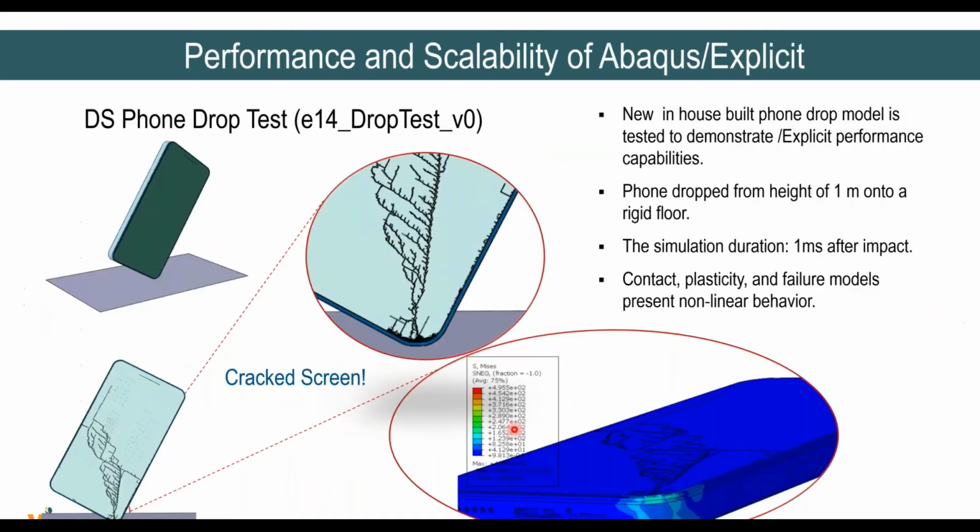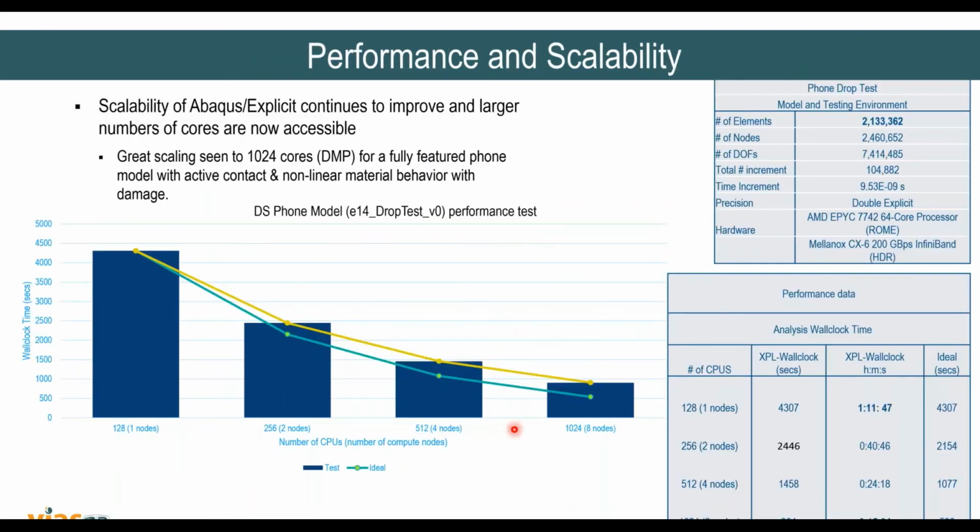Here is another example, a drop test of a phone, and this is an explicit dynamic analysis. The phone is dropped from a height of 1 meter onto a rigid floor, so you have contact, fracture mechanics, and built-in nonlinearity. What we can see in terms of scalability is that as you run on multiple cores, you can reduce the runtime. So this is one node with 128 cores, and your runtime reduces.